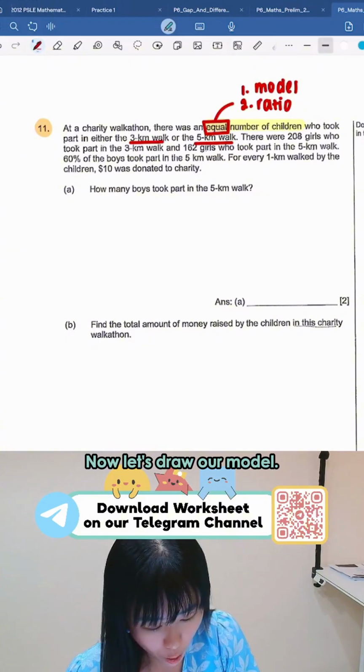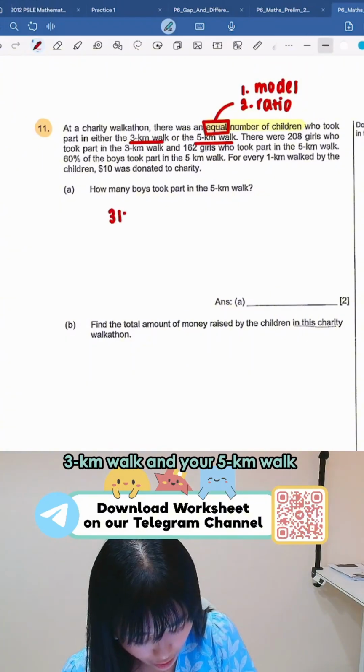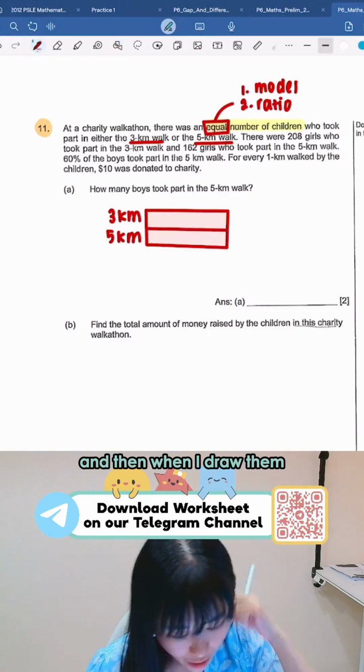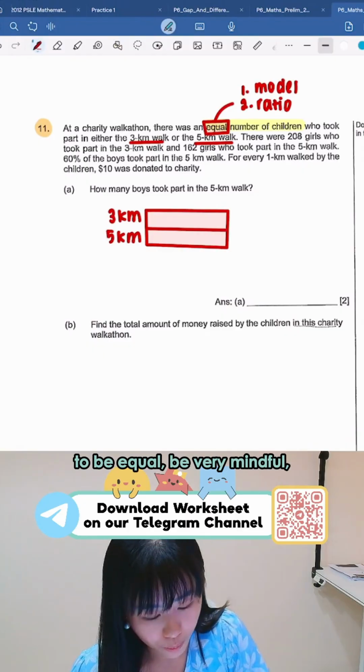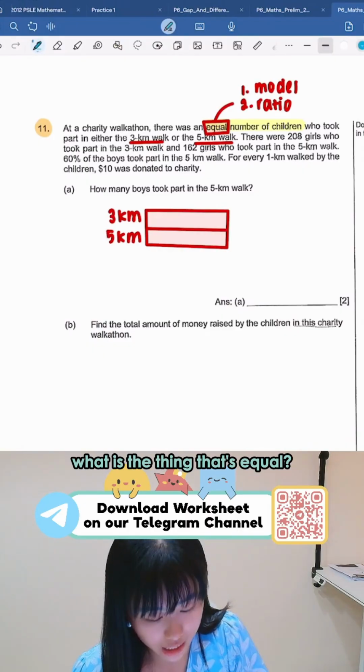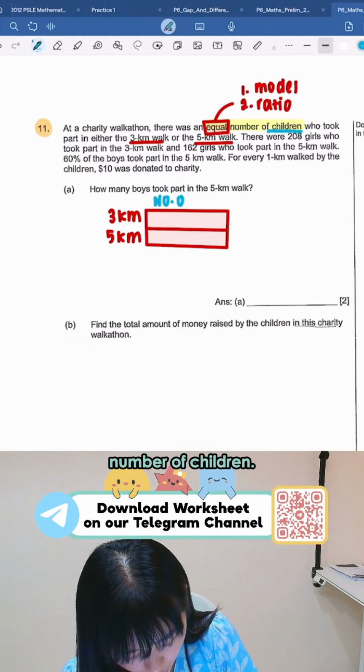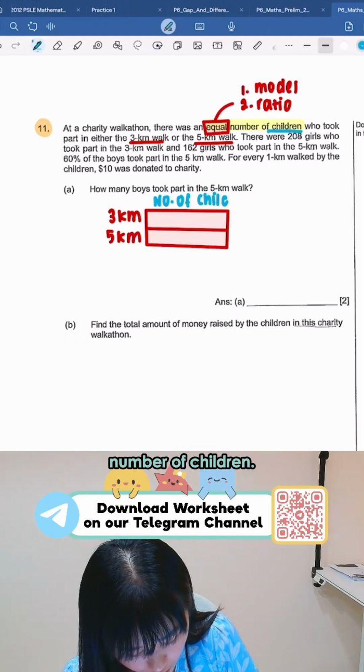Now, let's draw our model, okay? Do this, 3 km walk and your 5 km walk. Draw them to be equal, like this, okay? And then, when I draw them to be equal, be very mindful, what is the thing that's equal? Is your number of children, okay? So, I'm going to write number of children, okay?